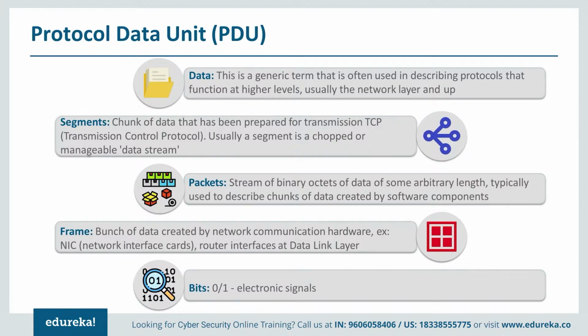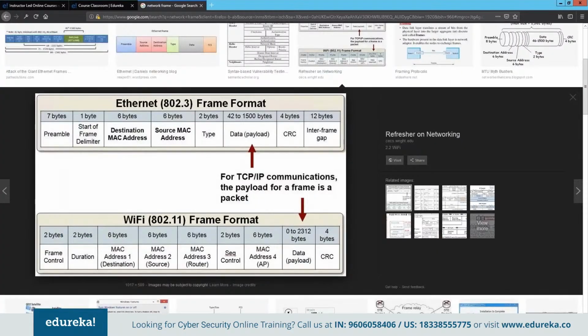The second one is frames. A frame is on layer 2, the data link layer. It's a bunch of data created by network communication hardware, like the NIC card or router interface, which creates a set of information. This is how a frame looks like. It's the 802.3 frame format, or the 802.11 frame format. The frame has the destination MAC address to where the information has to go, the sender's MAC address, and the router and access point MAC addresses.